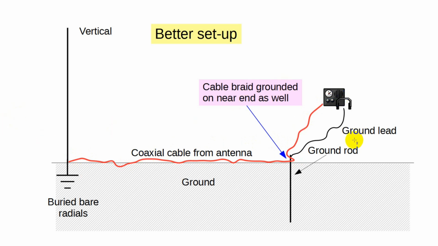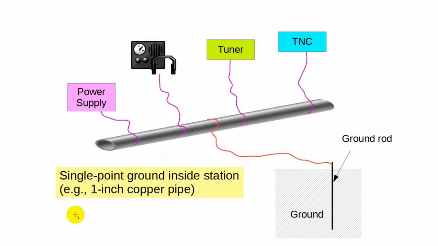So grounding, you should take all your incoming coaxes, ground them to the ground rod with a lightning arrestor, and then take it inside to wherever you are, even if you're on the second floor. Inside your station, you should have a single point ground. In my case, it's about a 1 foot piece of 3/4 inch copper pipe, and everything in the station is grounded to that, and then that is grounded down to the ground rod outside.